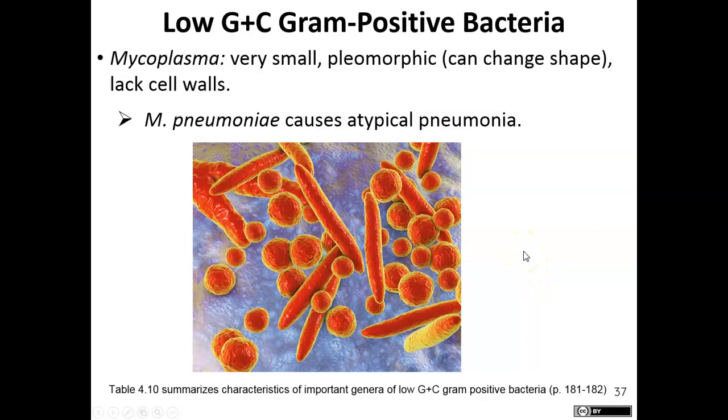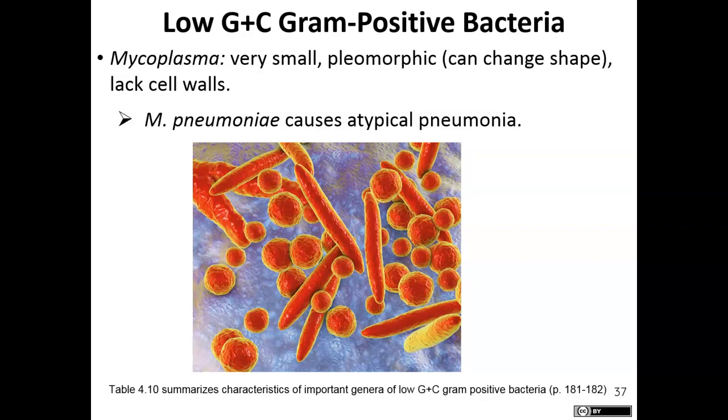The last of our low G+C gram-positive bacteria is Mycoplasma, which is a very hard organism to place. The reason for this is that one of the major characteristics of gram-positive bacteria is the thick peptidoglycan in the cell wall, but Mycoplasma lack the cell wall. So I always say that bacteria in general have a cell wall. Well, this is the rule breaker. Mycoplasma does not contain a cell wall.